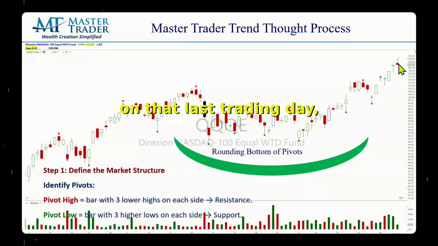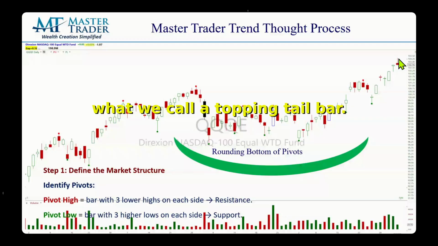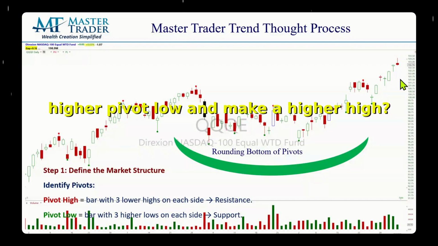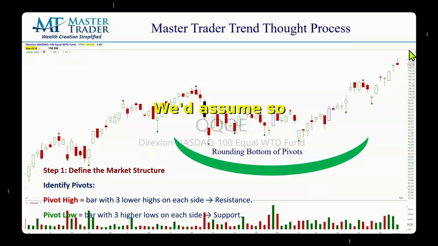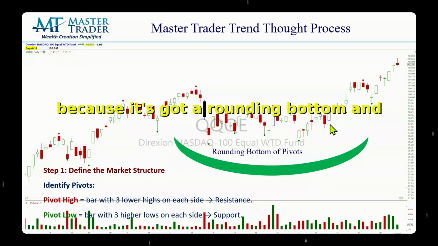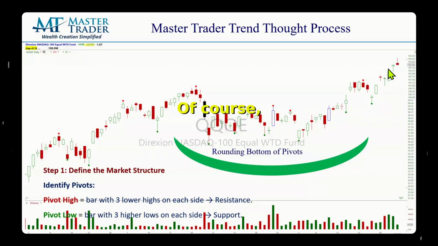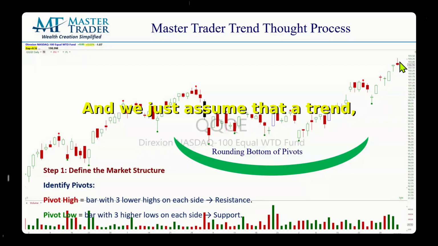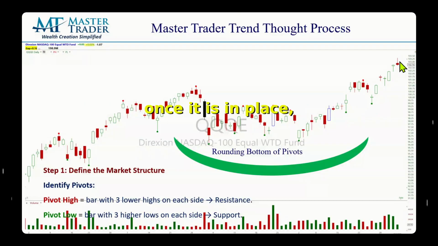And prices push up. And you can see on that last trading day, prices were rejected. It's just one red bar, what we call a topping tail bar. It's not a big deal. Will it make another higher pivot low and make a higher high? We'd assume so, because it's got a rounding bottom and now it's trending up. Of course, that's the unknown, and that's the harder part of trading. And we just assume that a trend, once it is in place, will continue until it stops.